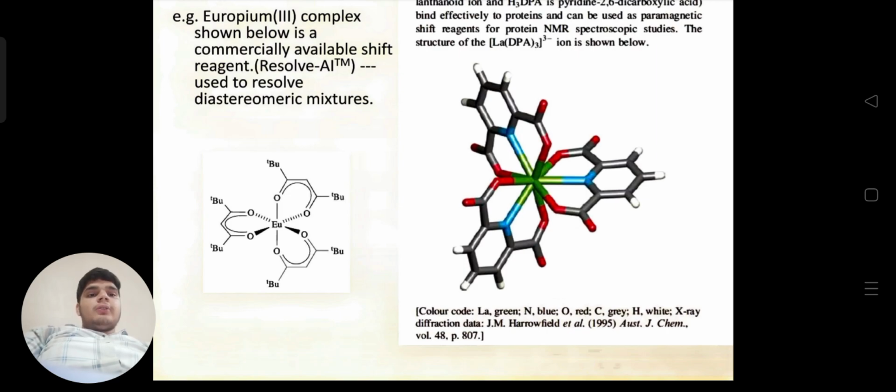The color code is: La is green, N is blue, red is C, grey is H, white is X-ray diffraction data by G. M. Harrowfield at the Australian Journal of Chemistry laboratory. Thank you.